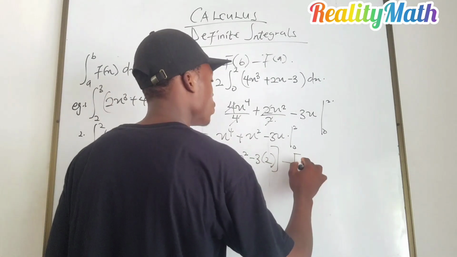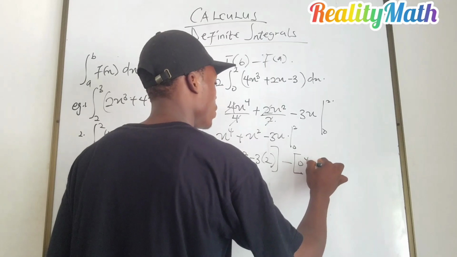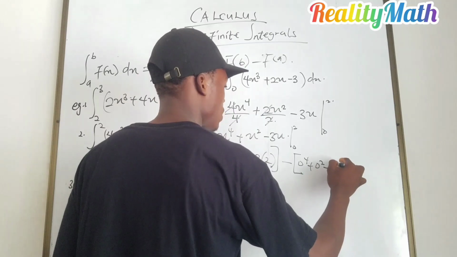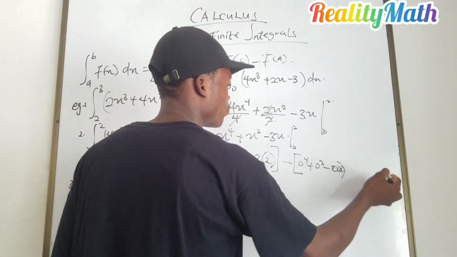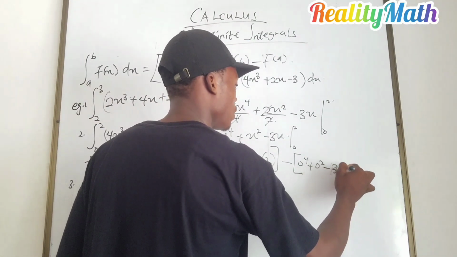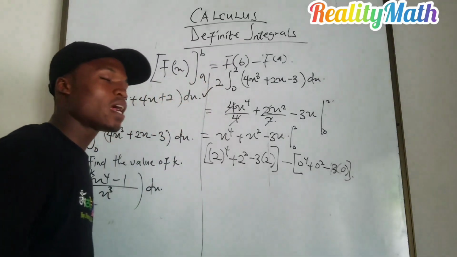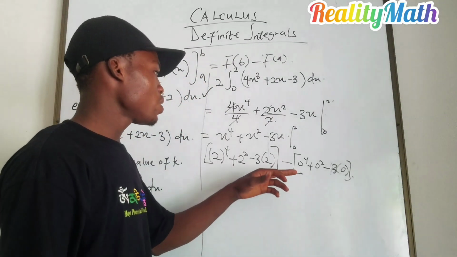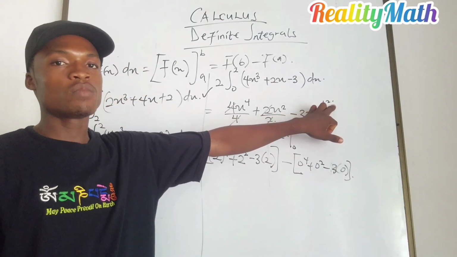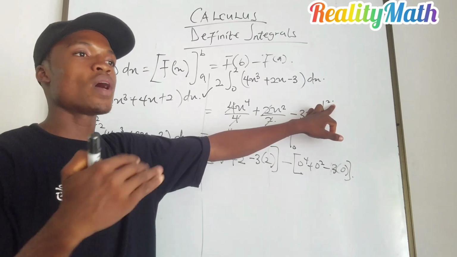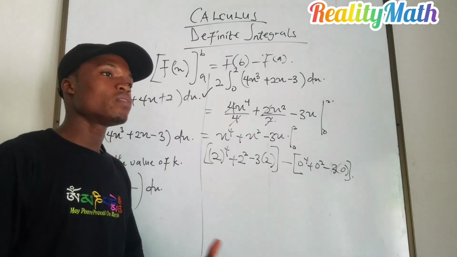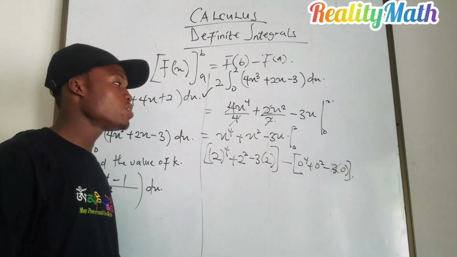So this is going to be what? 0 to the power 4 plus 0 squared minus 0 times 3. Okay, now let me rewrite this well. There are two things here. One, students normally confuse this. They'll bring this one first before this one, and your answer will be negative. When you bring the lower limit before the upper limit, you are going to get a negative result. Okay, we'll deal with that in the next session.